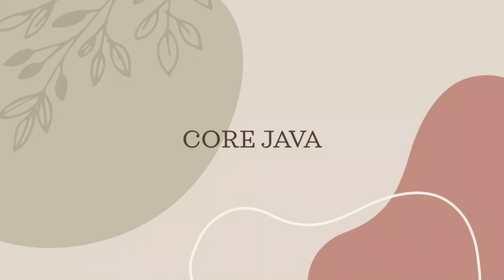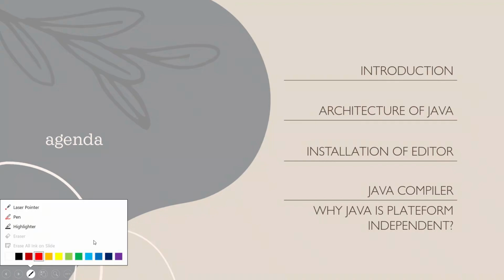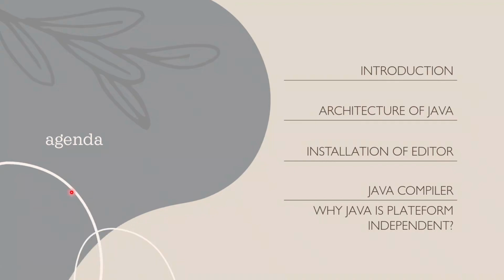So what are we going to learn in this particular video? First we are going to see the introduction, then the architecture of Java. Then we are going to see which software is required for Java programming. Then what is the Java compiler, and then why Java is platform independent. So these are the things that we are going to see in the video.